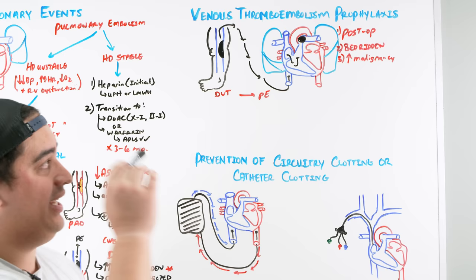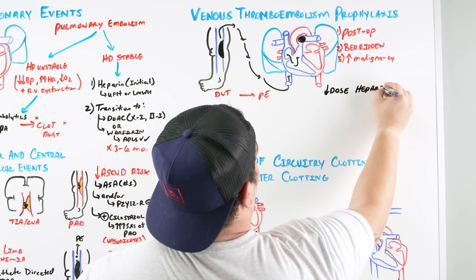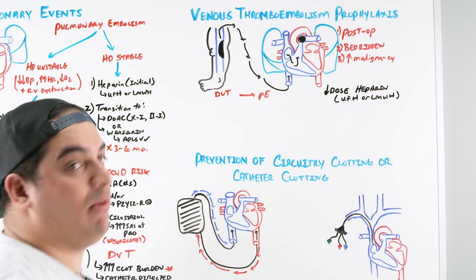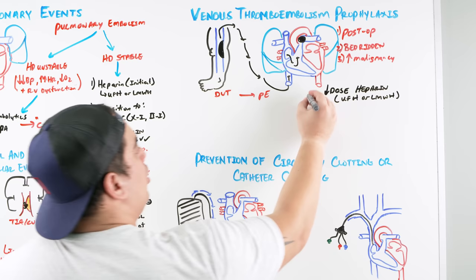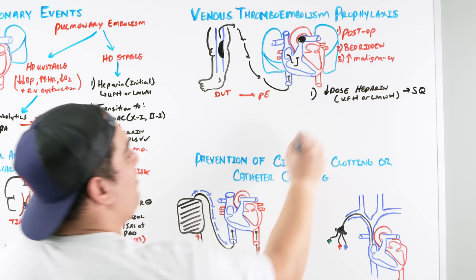And so oftentimes, there are two ways that we can go about this. One way is we can give very low dose heparin. Again, this can be unfractionated heparin, or it could be low molecular weight heparin. It really depends on which one is preferable for the patient population. But that would be one particular option here. Low dose heparin. And again, this is usually given subcutaneously.